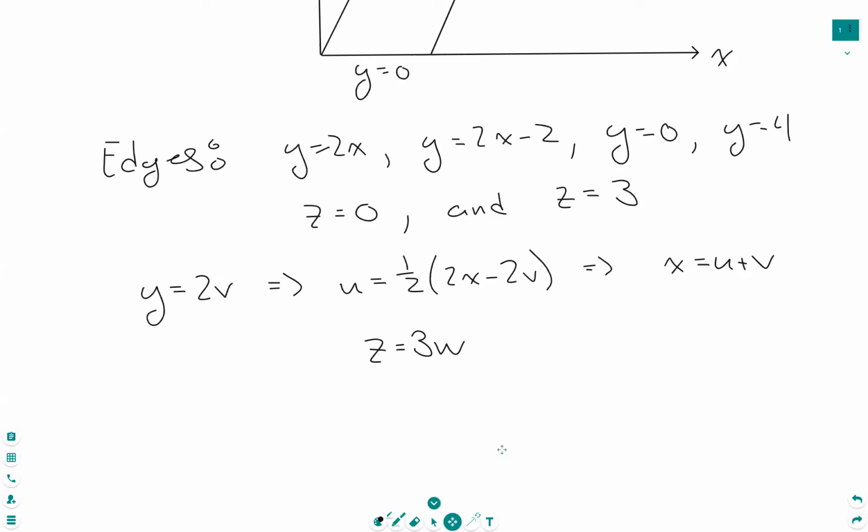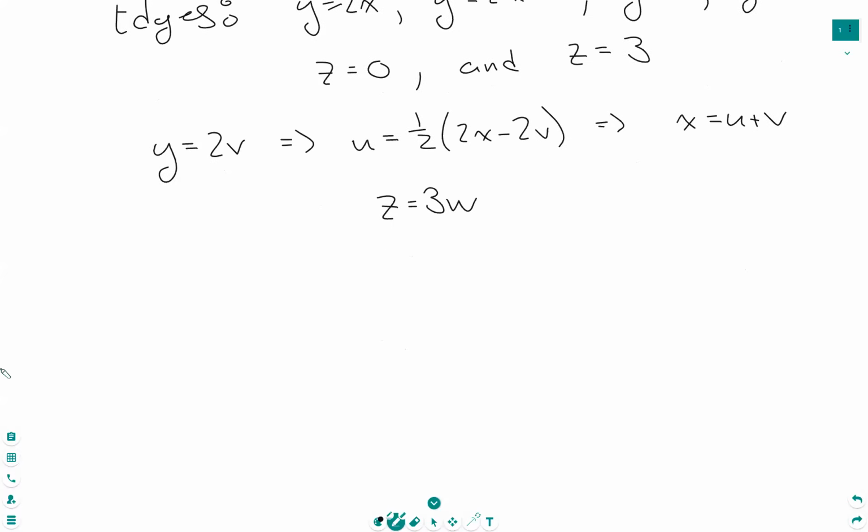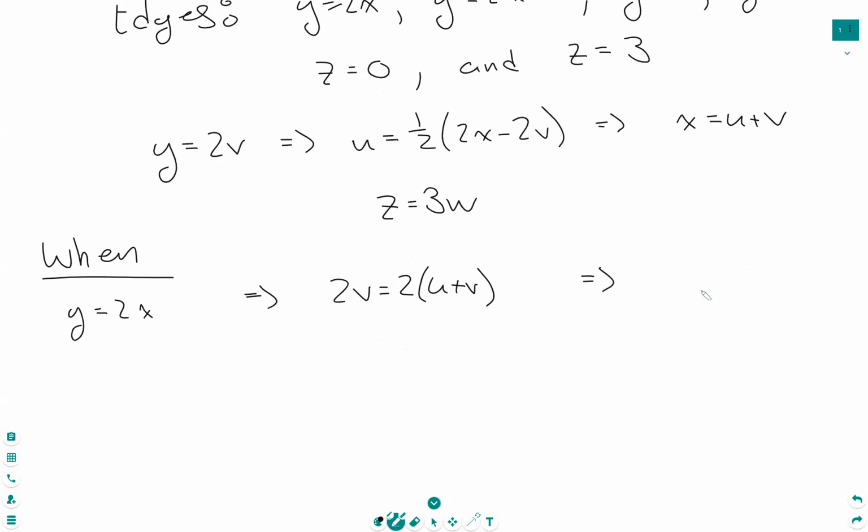Okay, so now let's check each of these edges. We're going to do the other variant. So when I have that y is equal to 2x, I get that 2v is equal to 2 times u plus v. This ends up giving me the relation that u is equal to 0. When y is 2x minus 2, this is 2v is equal to 2u plus v minus 2. This gives me that u is equal to 1.